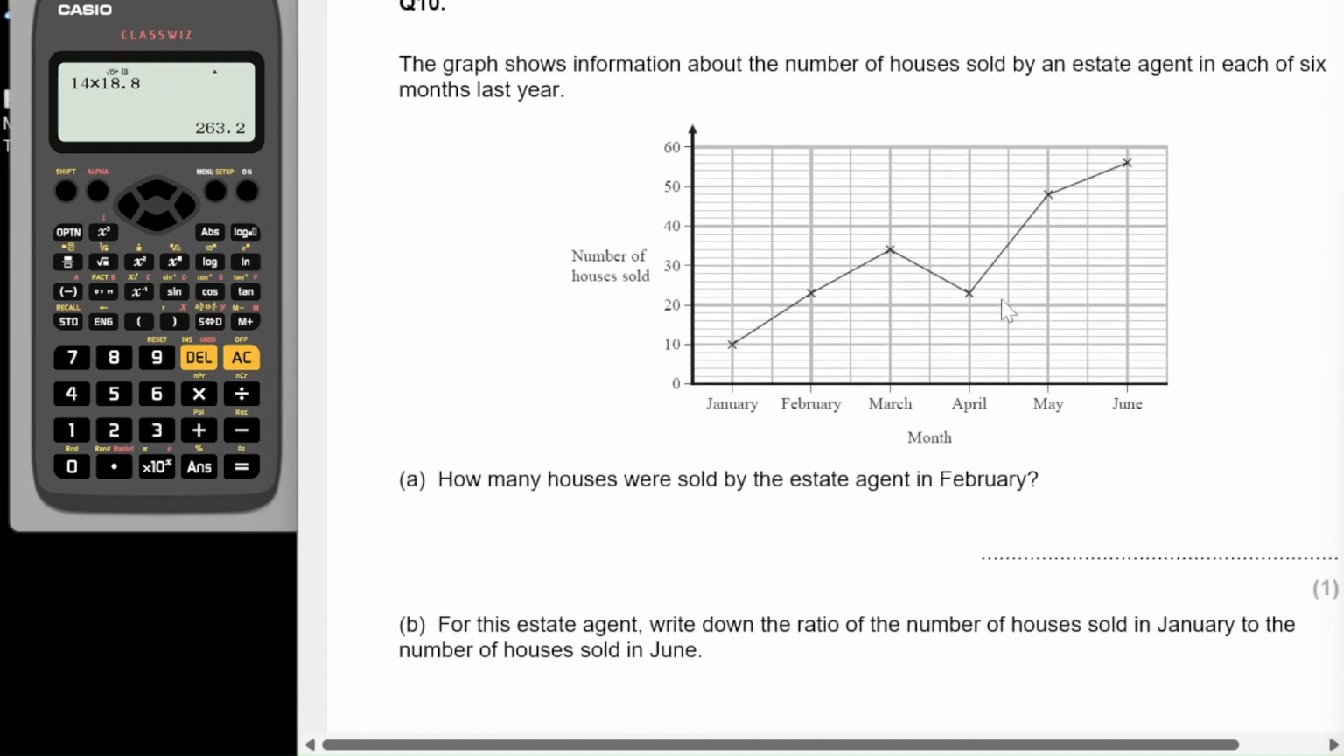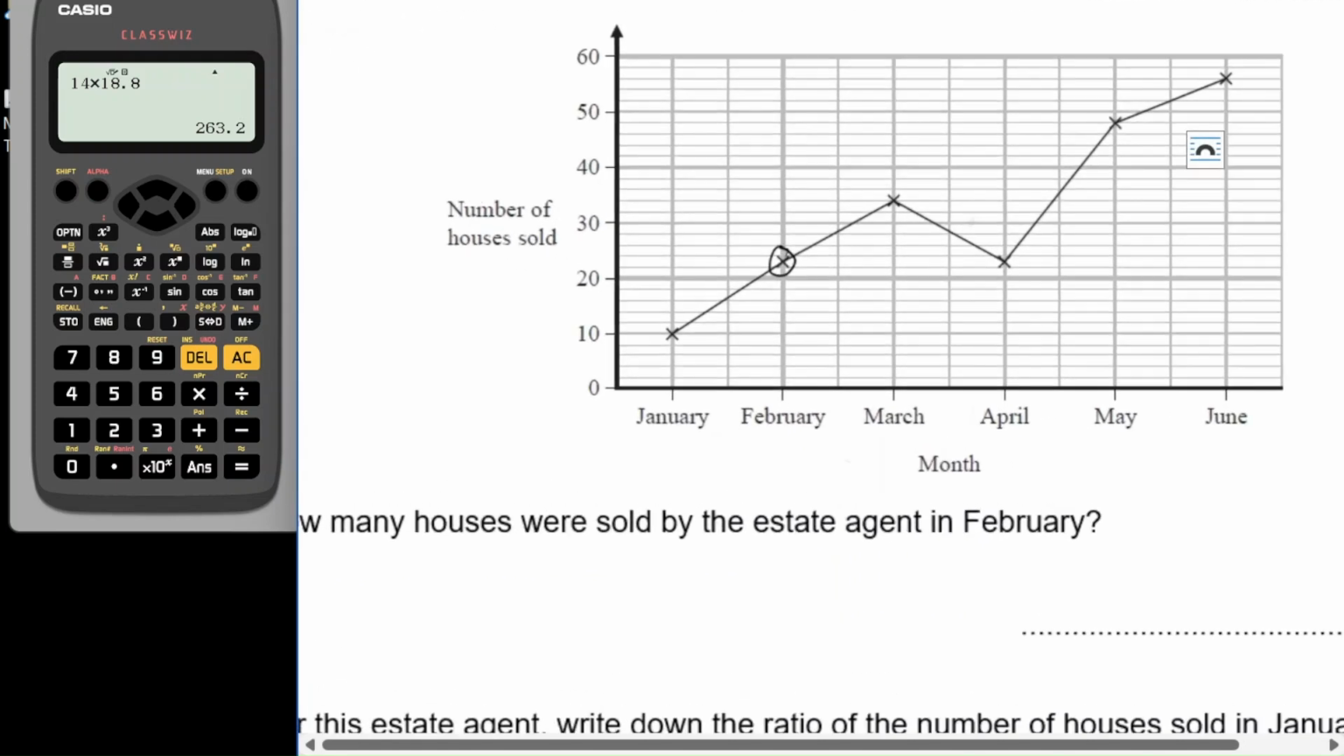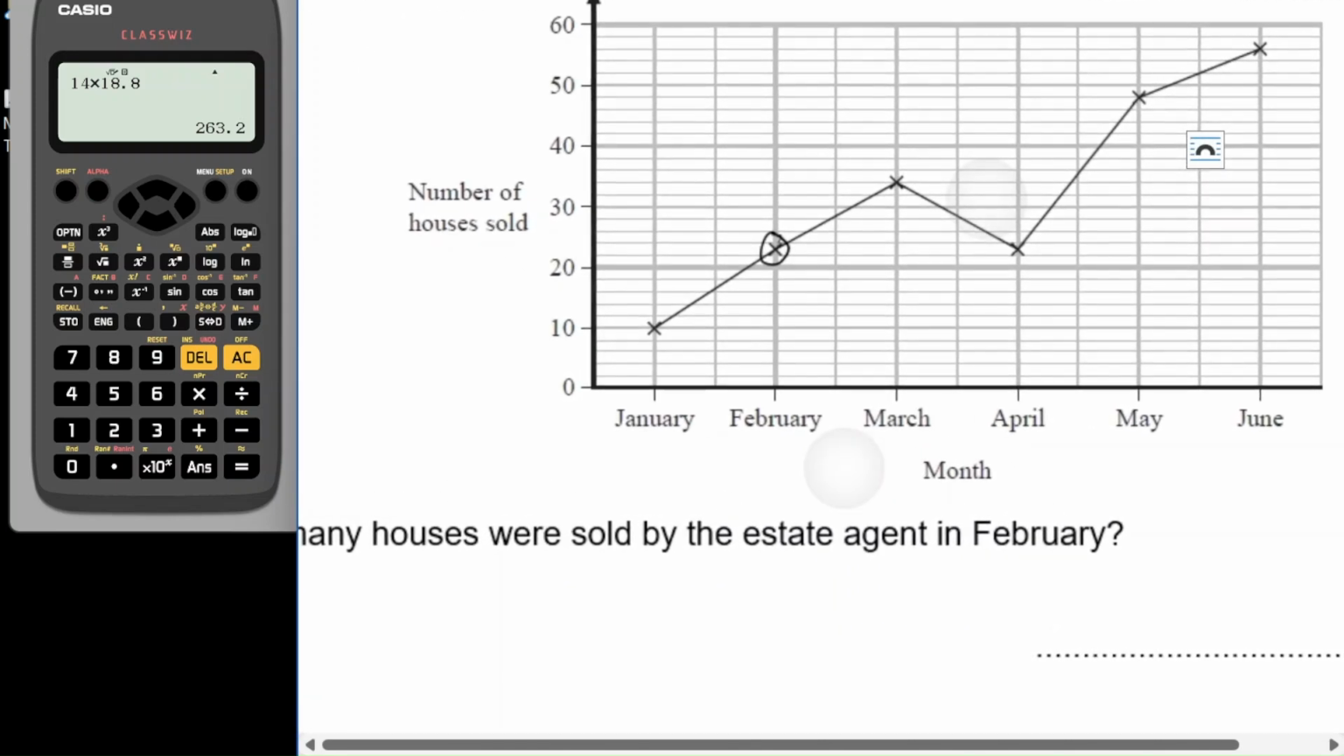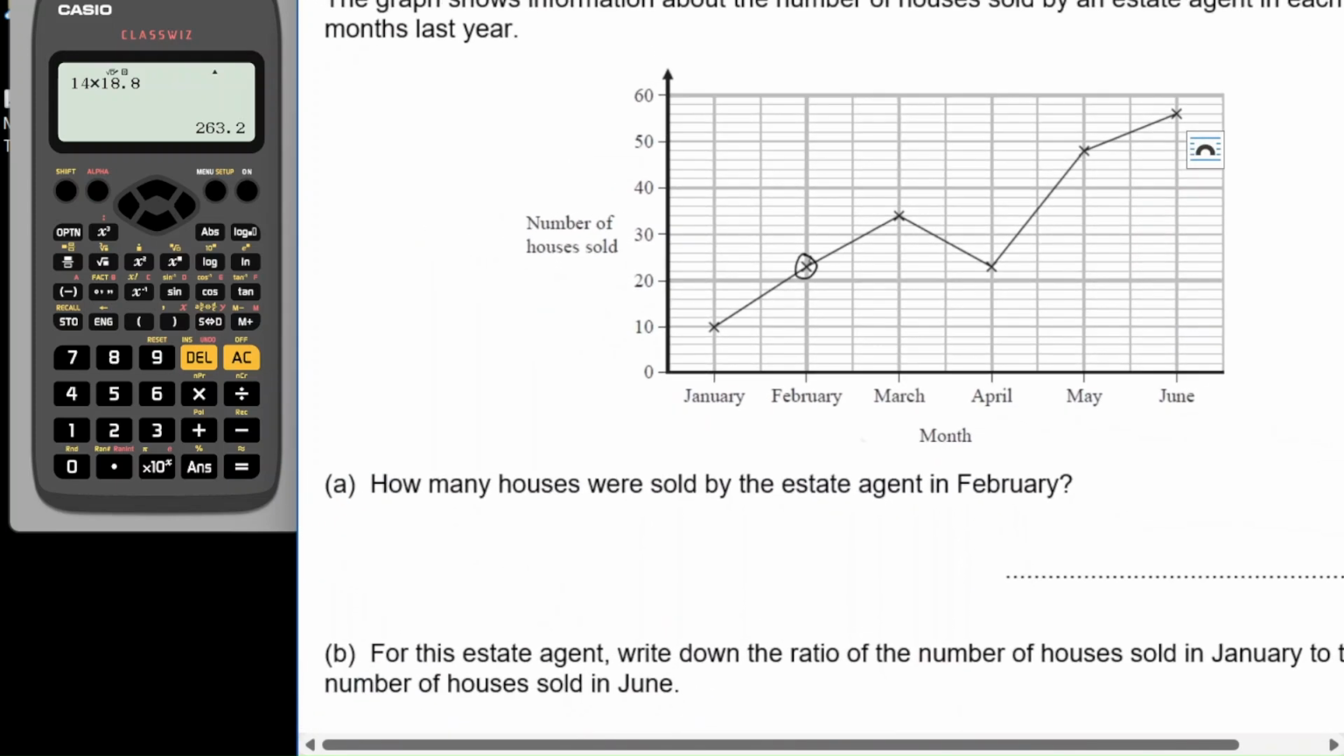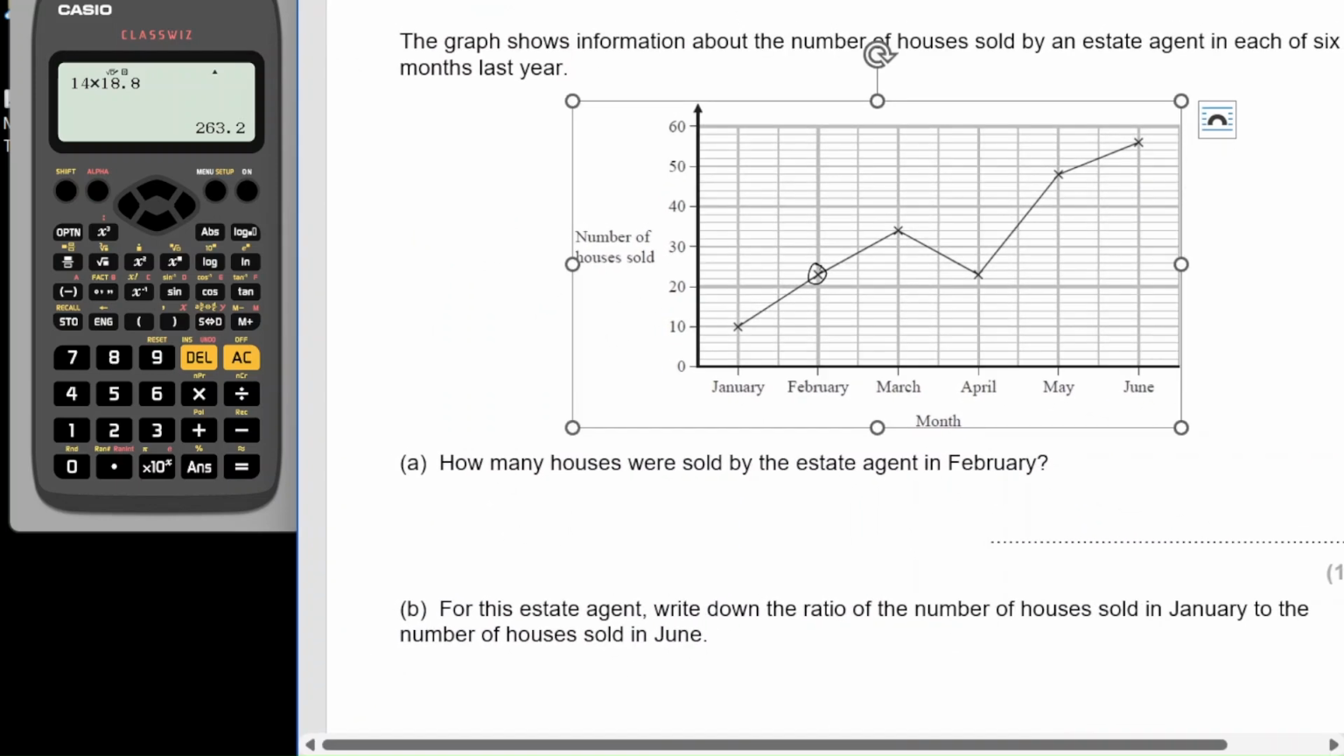Question 10. The graph shows information about the number of houses sold by an estate agent in each of 6 months last year. How many houses were sold by the estate agent in February? So February is this here, which, if we zoom in a little bit, represents slap bang in the middle between those two steps. So I'm going to go 23.